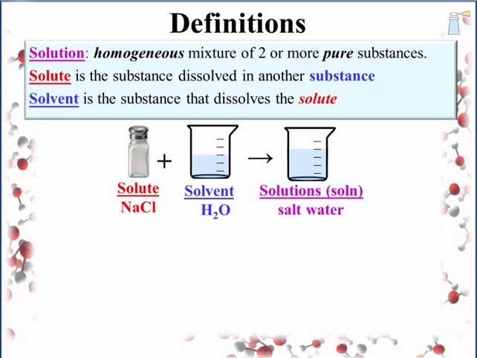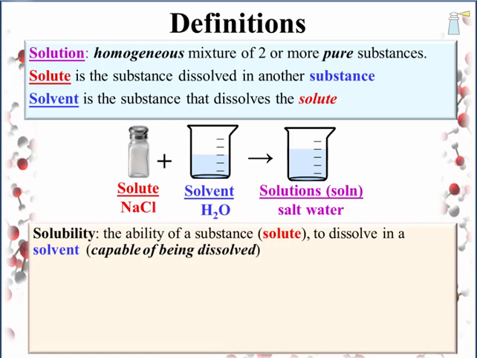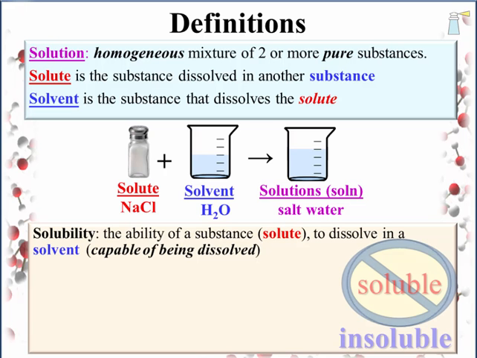Is there a limit to how much salt can be dissolved in a set volume of water? Yes, there is, and that limit is referred to as the solubility of the salt in water. Specifically, solubility is defined as the ability of a substance, solute, to dissolve in a solvent. A solute capable of being dissolved in a solvent is said to be soluble. Some solutes are not soluble in a solvent, and they are said to be insoluble.